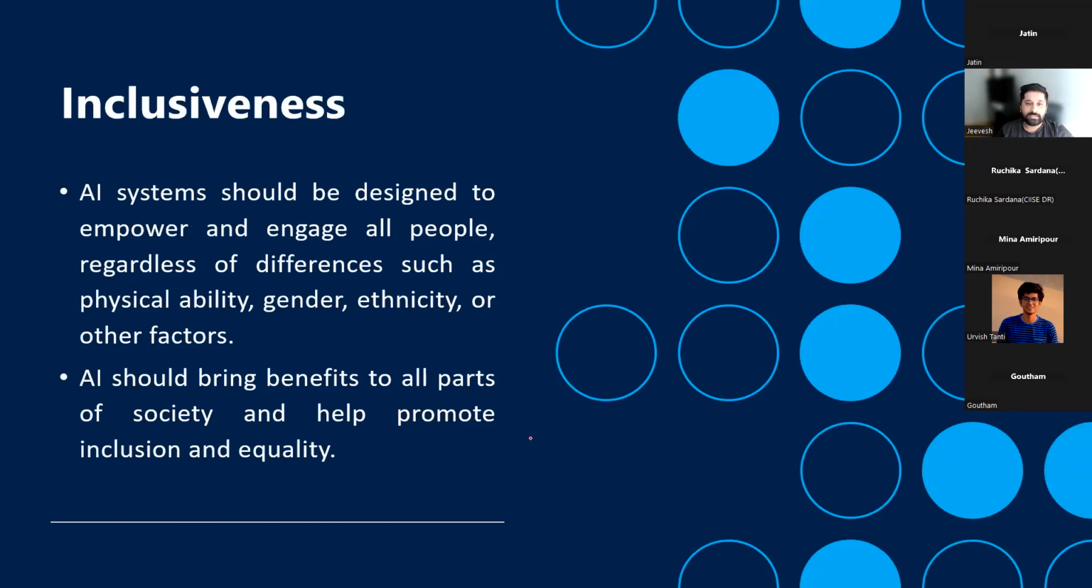Inclusiveness. AI systems should be designed to empower and engage all people, regardless of differences such as physical ability, gender, ethnicity, or other factors. So these are the factors for which we should be careful about. Physical ability, gender, ethnicity, and other factors, obviously, as well. You cannot say that this thing is only going to work for certain people. In that case, it violates the policy. It's not something which is appreciated.